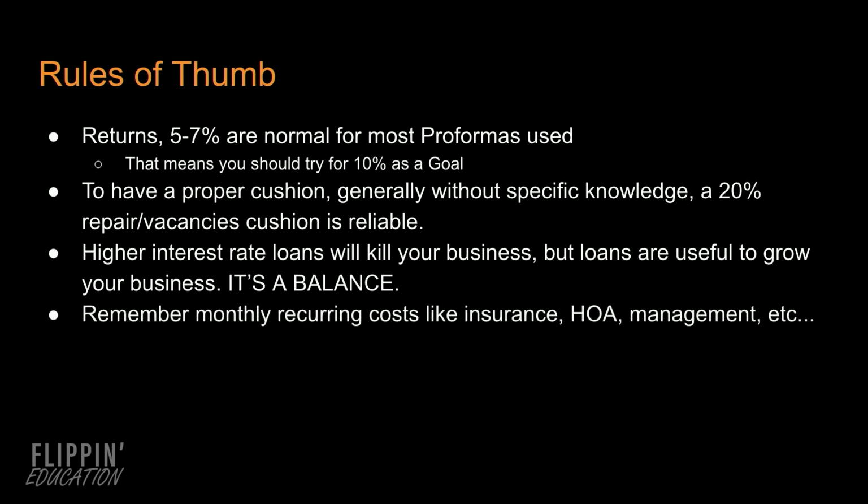Remember your monthly recurring costs, like insurance, HOA, and management. If you don't remember to calculate those costs up front and build them into your model, they could potentially take what you think is a cash flowing property and make it something that you end up forking money out for every single month. The numbers are important.